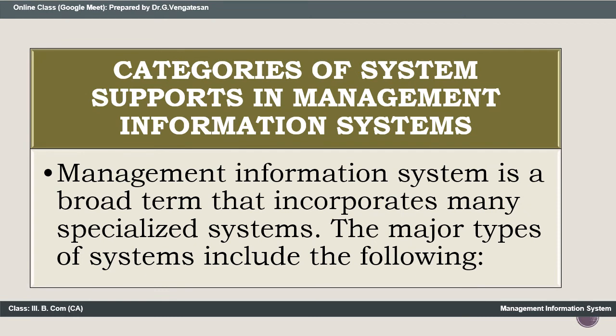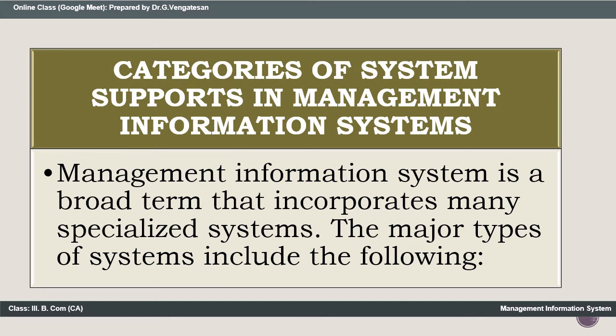Now, categories of system support system in MIS. Management information system is a broad term that incorporates many specialized systems. The major types of systems include the following. As we all know, management information system has been incorporated from many specialized systems which have many components and many branches. Now they are all categorized under one head, and we are going to discuss those categories of systems that support the management information system to frame the system and run the business organization in a successful manner.